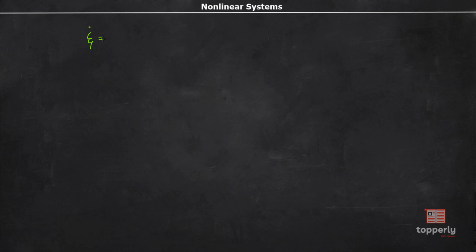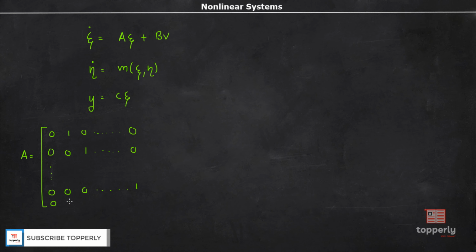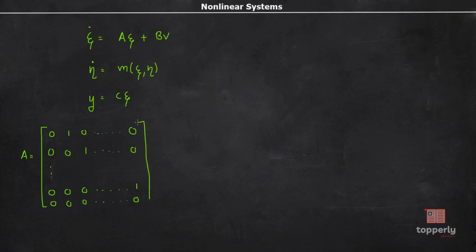Using theta and eta, we can describe the system of ours as theta dot is equal to A theta plus B v, and eta dot equal to some nonlinear function m of theta and eta, and y is equal to C theta, where A is equal to 0, 1, 0, etc. to 0, 0, 0, 1, etc. to 0, and etc. to 0, 0, 0, etc. to 1, 0, 0, 0, etc. to 0, and this is an n by n matrix, and B is equal to 0, 0, etc. to 0, 1, and this is an n by 1 matrix, and we have C is equal to 1, 0, 0, etc. to 0, and this is a 1 by n matrix.